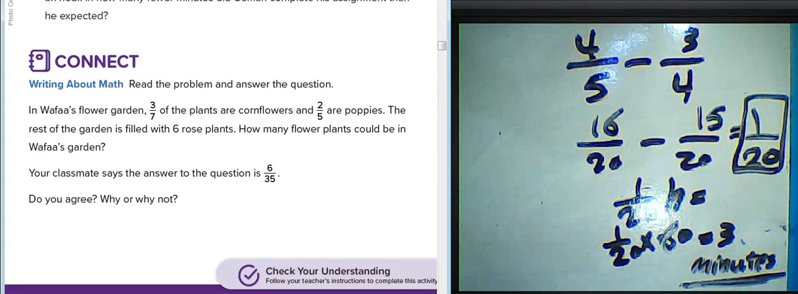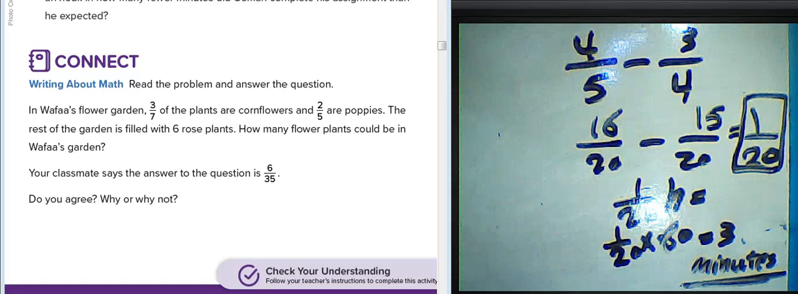Connect. Read the problem and answer the question. In Wafa's garden, 3/7 of the plants are cornflowers, and 2/5 are poppies. The rest of the garden is filled with 6 rose plants. How many flower plants could be in Wafa's garden? Your classmate says the answer to the question is 6/35. Do you agree? Why or why not?